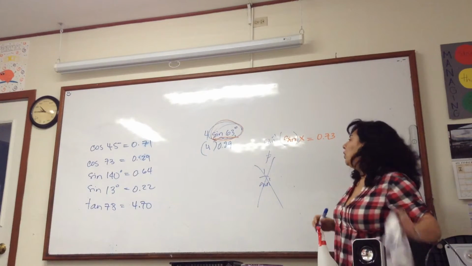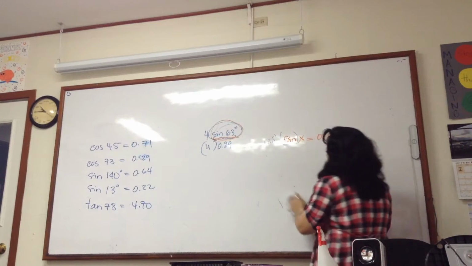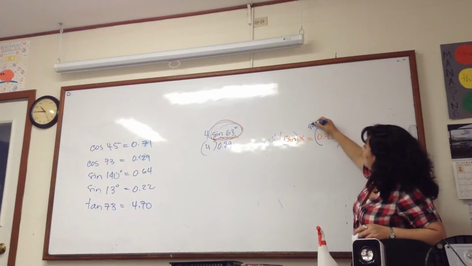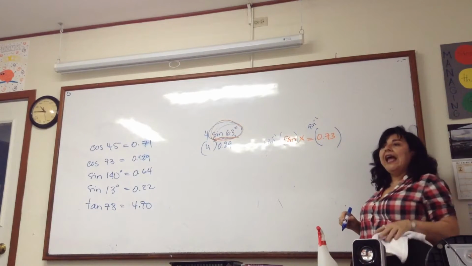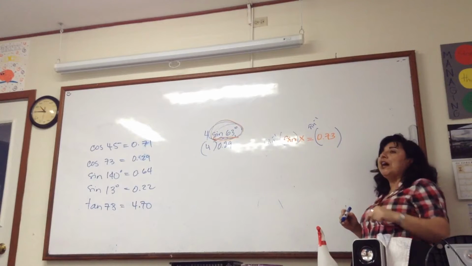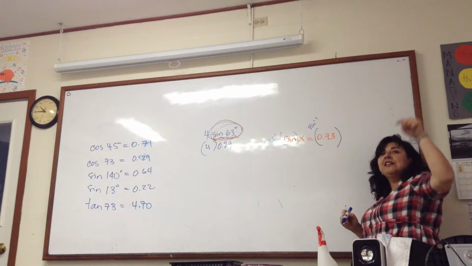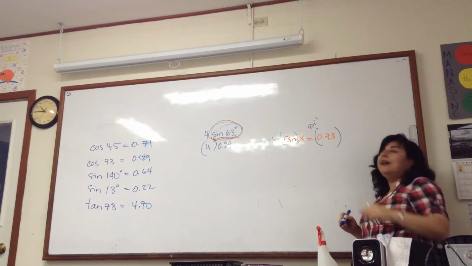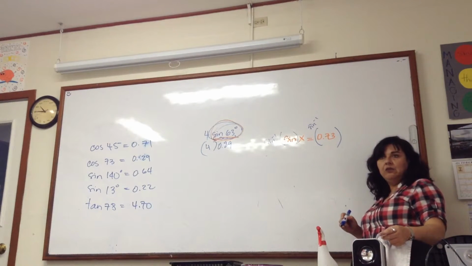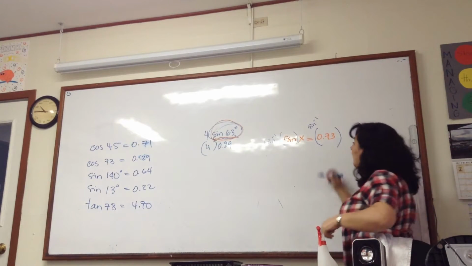So what is it? You'll see. Whatever you do to one side, you do to the other. If you try it out on your calculators, how do you get the inverse sine? Shift, sine. Inverse sine of 0.73. Just that. What does it give you? 46.89.